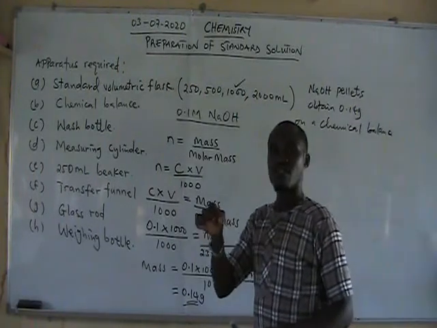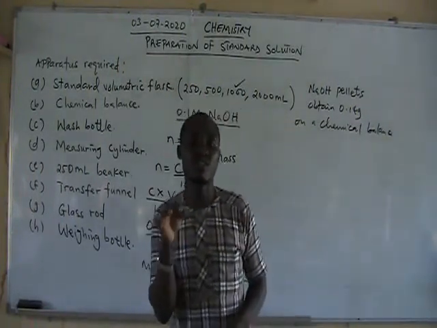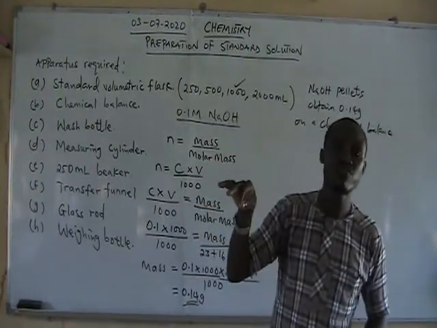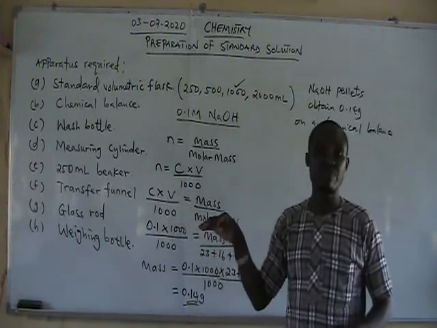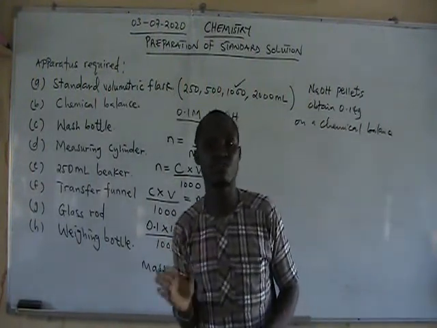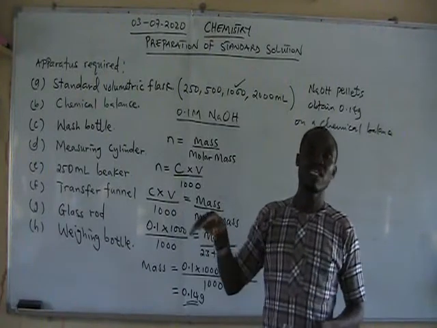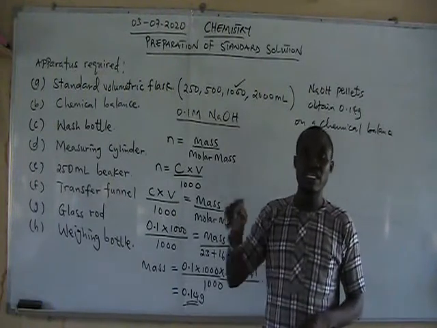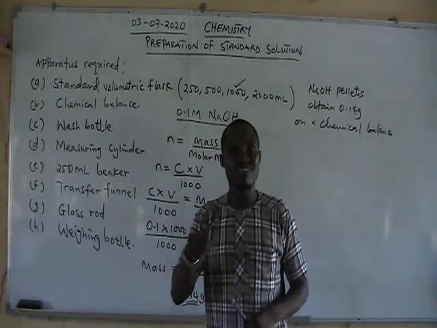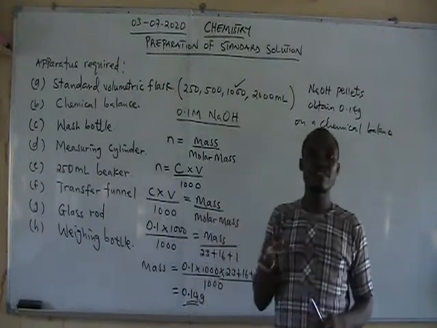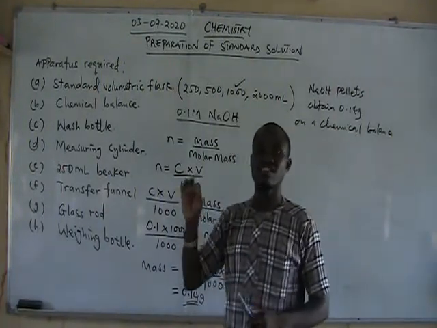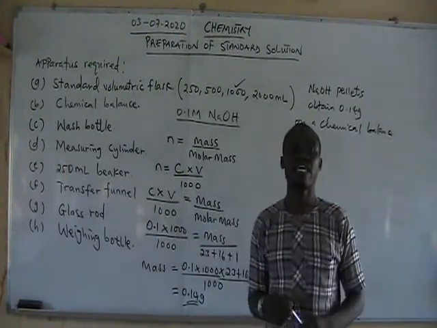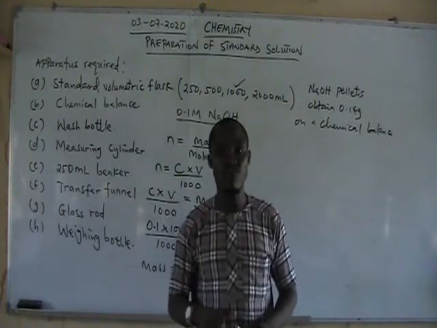You now add a little amount of distilled water with the aid of your wash bottle into the weighing bottle. So you rinse a lot, put into the 250 ml beaker, rinse again until no traces of sodium hydroxide pellet are remaining in the weighing bottle. Then dissolve the remaining particles of the pellet that have not dissolved. Are we together? In the beaker, using your glass rod, by stirring carefully. By the time everything dissolves, you now transfer the dissolved sodium hydroxide using the transfer funnel with the aid of the glass rod, so as to avoid pouring away.